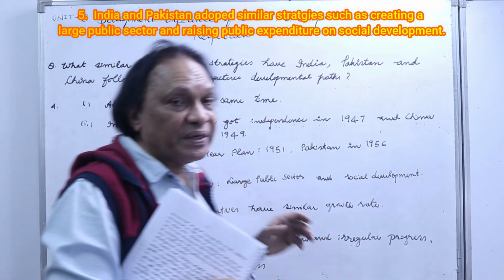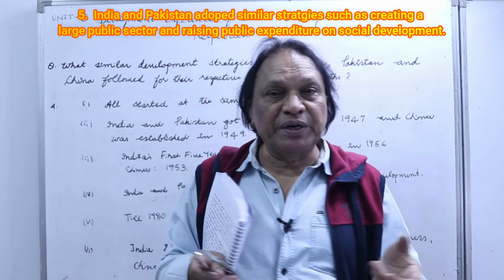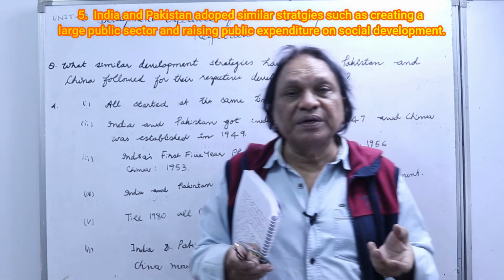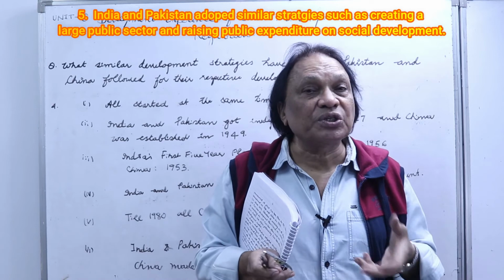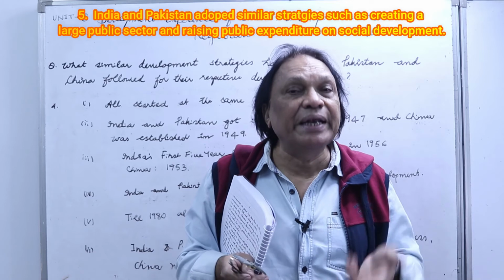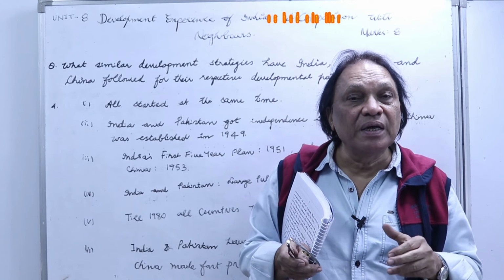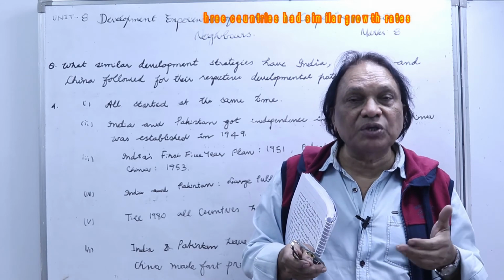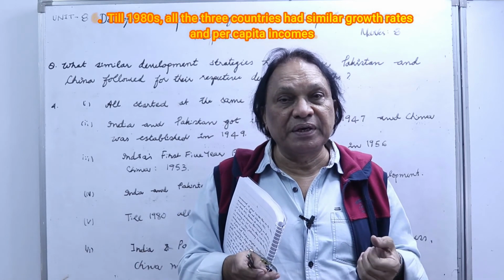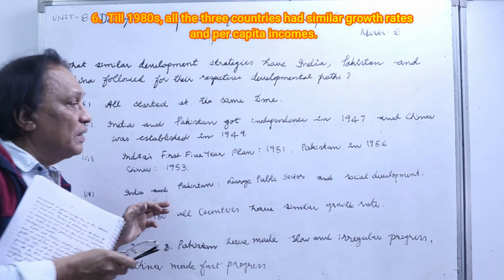India and Pakistan gave a lot of importance to the public sector, a large public sector and social development expenditure. Why did they give a lot of importance to the public sector? Because the private sector was not well developed when these two countries got independence. Hence, the public sector was given a big role. The government took major responsibility for economic development, and they spent heavily on social reforms or social development.